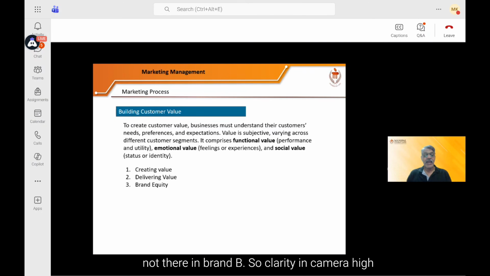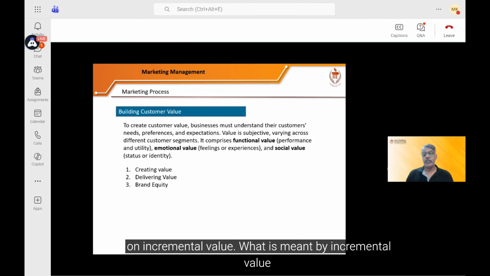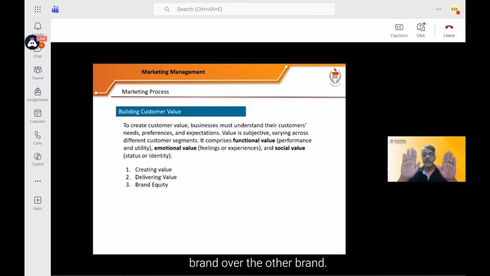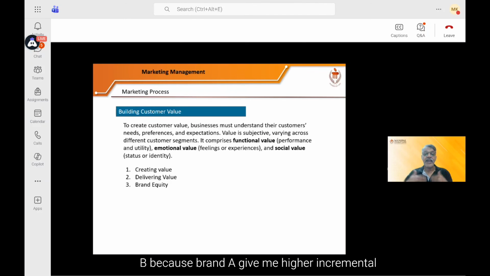So clarity in a camera, high megapixels, high RAM, good storage, and many other features related to the phone. When the price remains the same, the customer focuses on incremental value. What is meant by incremental value? The high level of satisfaction that you may derive by using one particular brand over the other brand. I choose brand A rather than brand B because brand A gave me higher incremental value to use the product. And that is what is called brand equity.